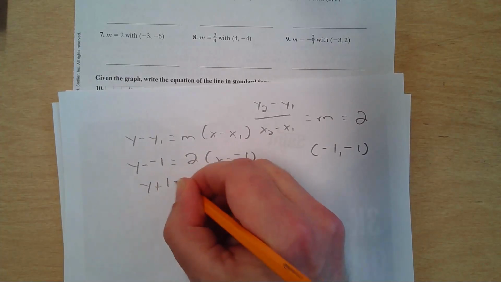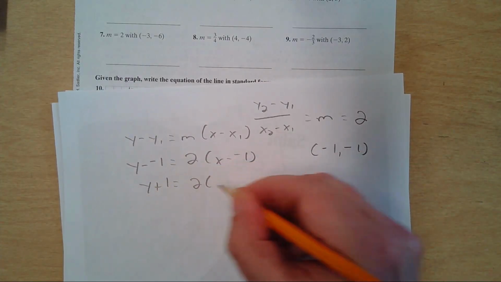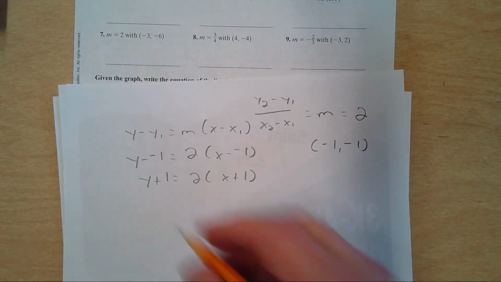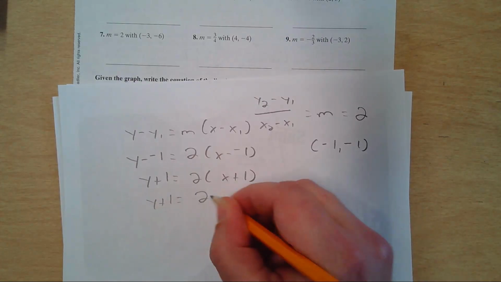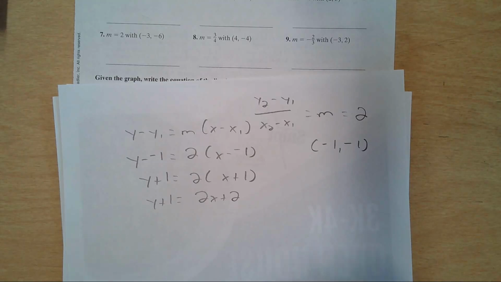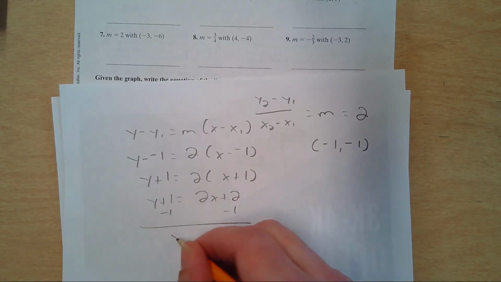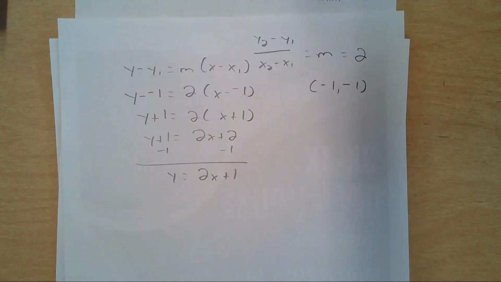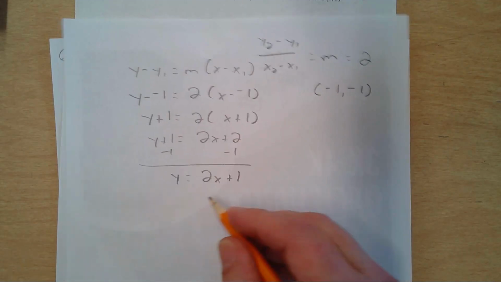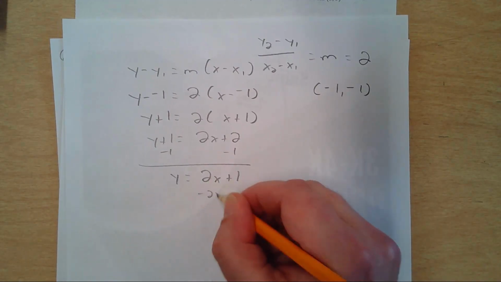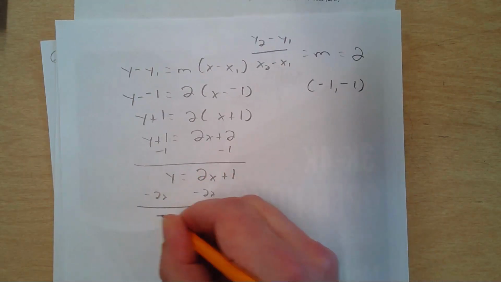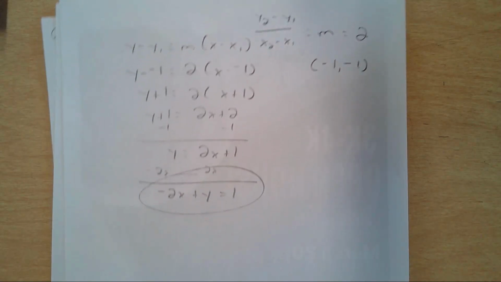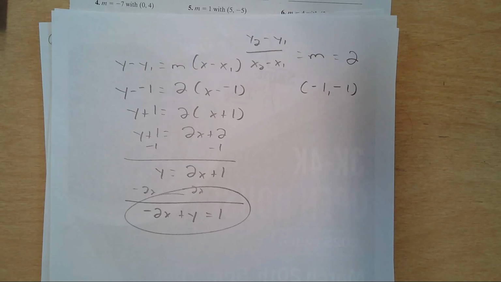And very similar to the last one, I'd probably just rewrite without all these double negatives all over the place here. Distribute: 2x plus 2. Subtract the 1 from both sides. Y equals 2x plus 1. And then in standard form, subtract that 2x from both sides. -2x plus y equals 1 is my final answer there for this one here.